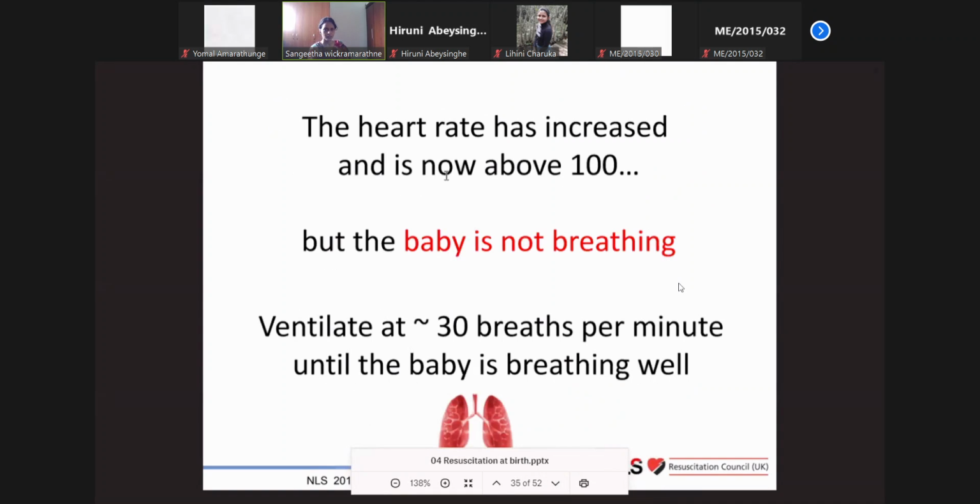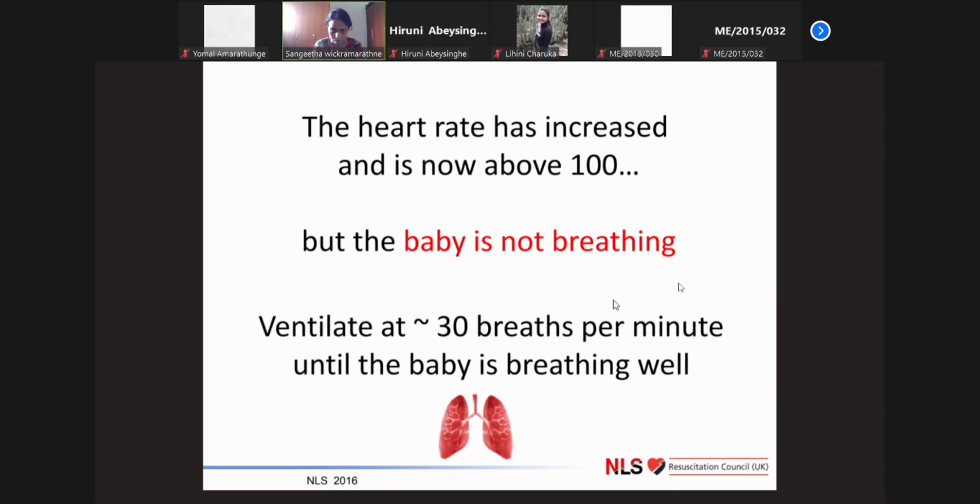So the heart rate has increased and is now above 100, but the baby is not breathing. In this scenario, you have given 5 inflation breaths, the heart rate picked up, nice, the color also improved with your inflation breaths, but the baby is not breathing. When you stop giving breaths, the baby doesn't breathe. Now what are you going to do? You achieved chest expansion and inflated the lungs. Color, tone and heart rate improve, but there's no breathing. What do you have to do next? Continue ventilation breaths. Yes, right.